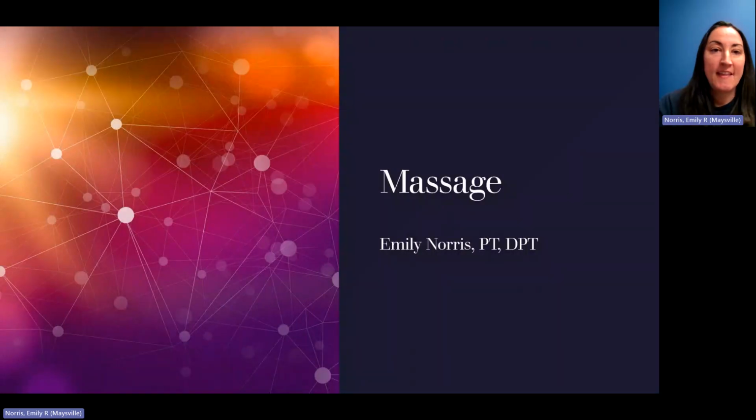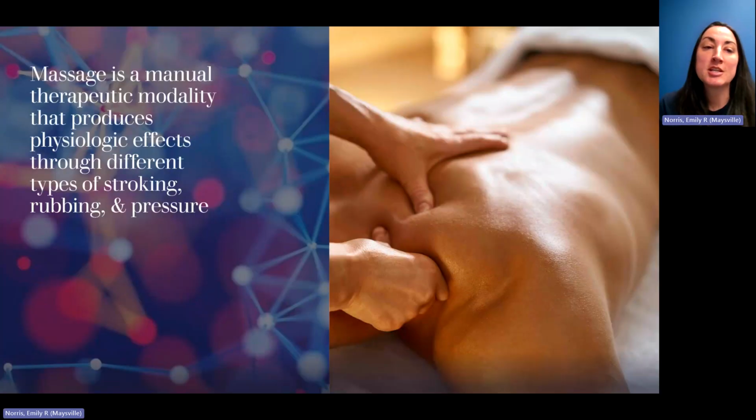Today, we will talk about massage. All right, massage is a manual therapy technique. It's a modality that produces physiologic effects through different types of stroking, rubbing, and pressure.